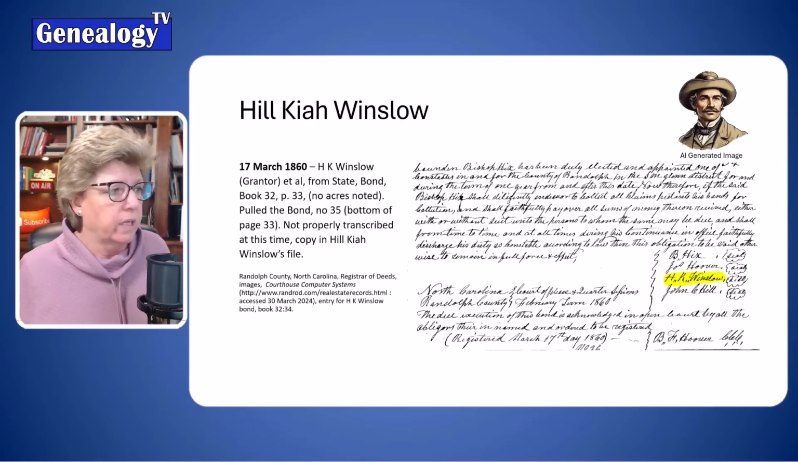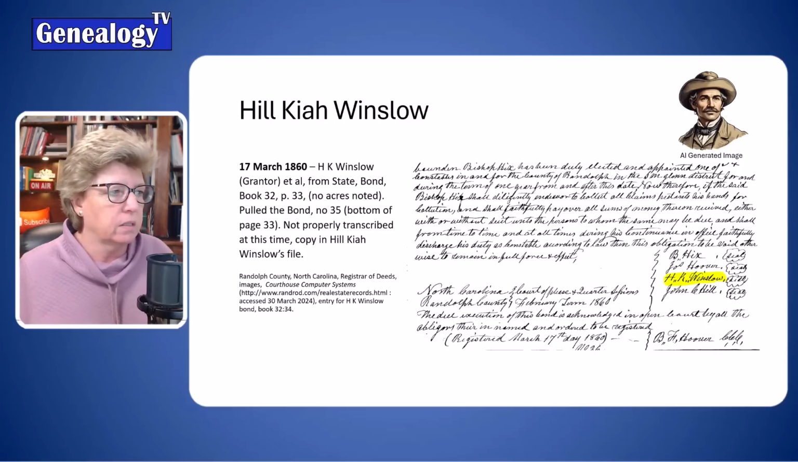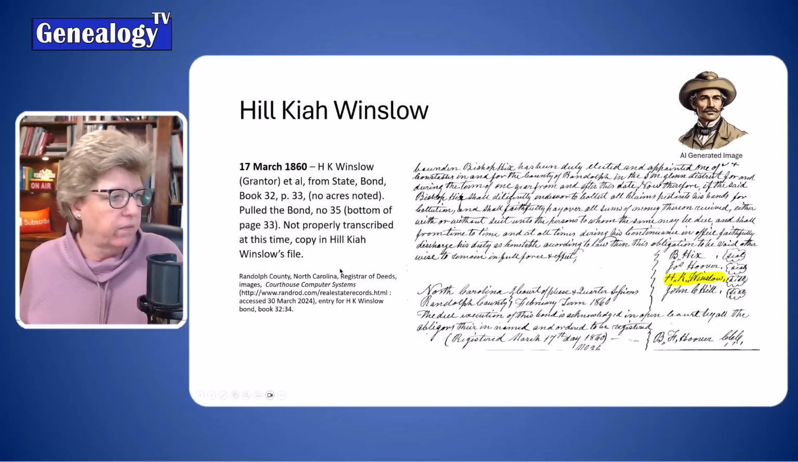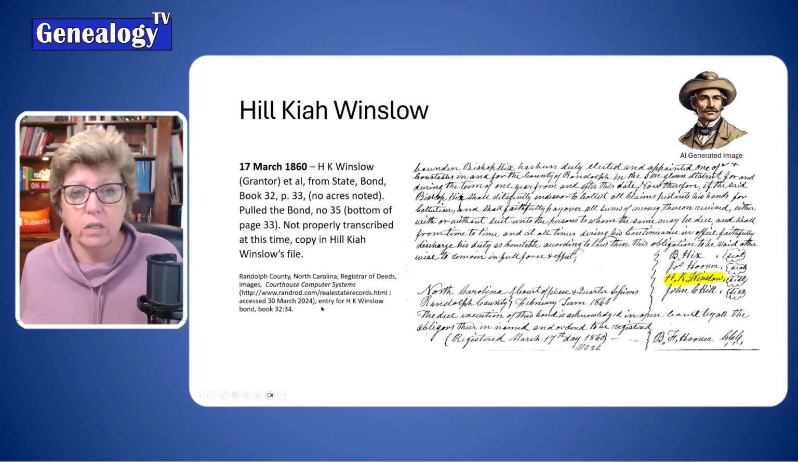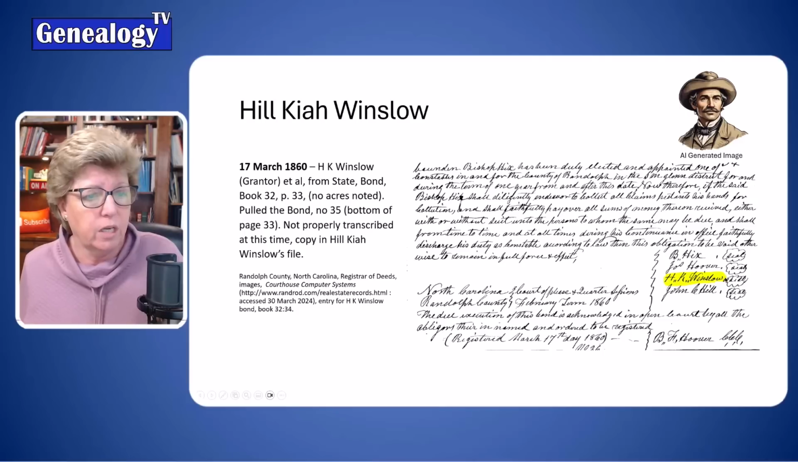So now in 1860, we find him in a grantor state bond. This is a land record. I found this at the Registrar of Deeds in the county courthouse records online. And here's H.K. Winslow. This is actually the last page. I just wanted to point that out.